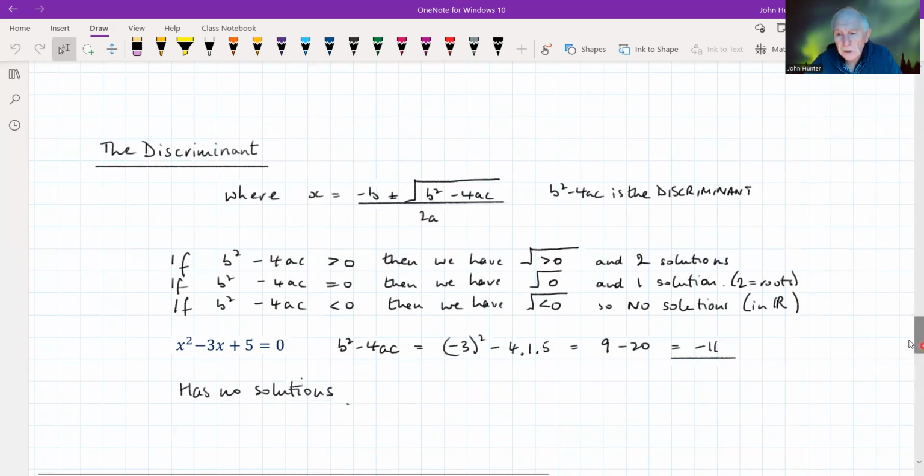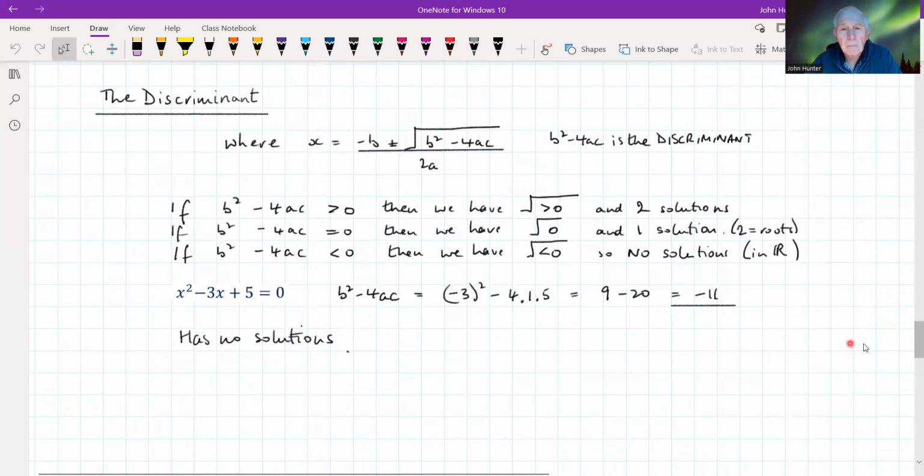Right, let's just have a think about something called the discriminant. We'll think about this quadratic formula. This bit here, b squared minus 4ac, is called the discriminant. Don't ask me why, that's what it's called. There are broadly three possibilities. It can either be positive, it can be zero, or it can be negative.